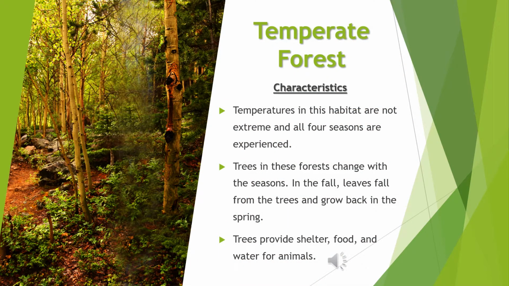Moving on from the desert to the temperate forest shows us just how important water is for many plants. The temperatures in this habitat are not as extreme as the desert, and all 4 seasons are experienced here: spring, summer, fall, and winter. In the fall, the leaves on the trees turn yellow and fall off, leaving the trees bare for the winter. In the spring, they grow back, and the tree continues its life. Trees are an important part of temperate forests as they help to provide shelter, food, and water for all the animals and plants that live here.